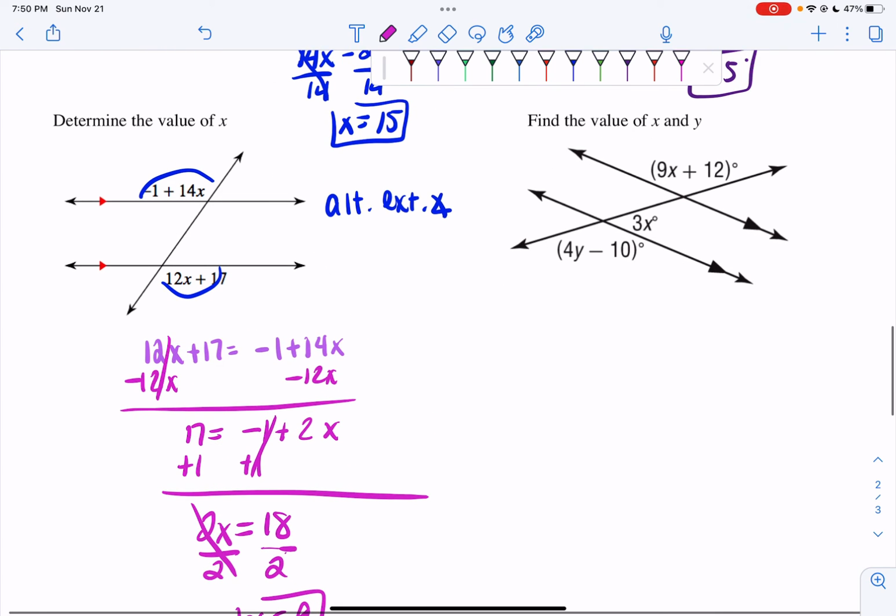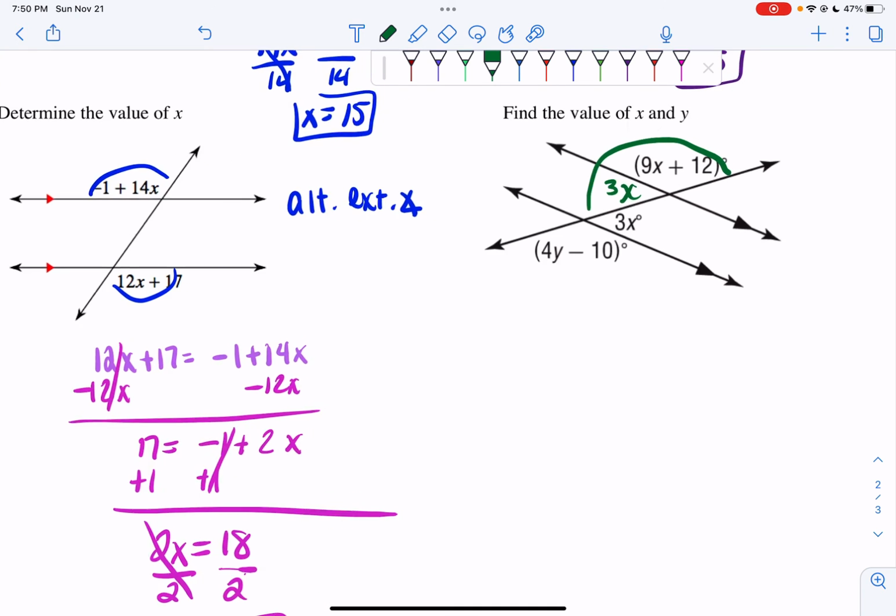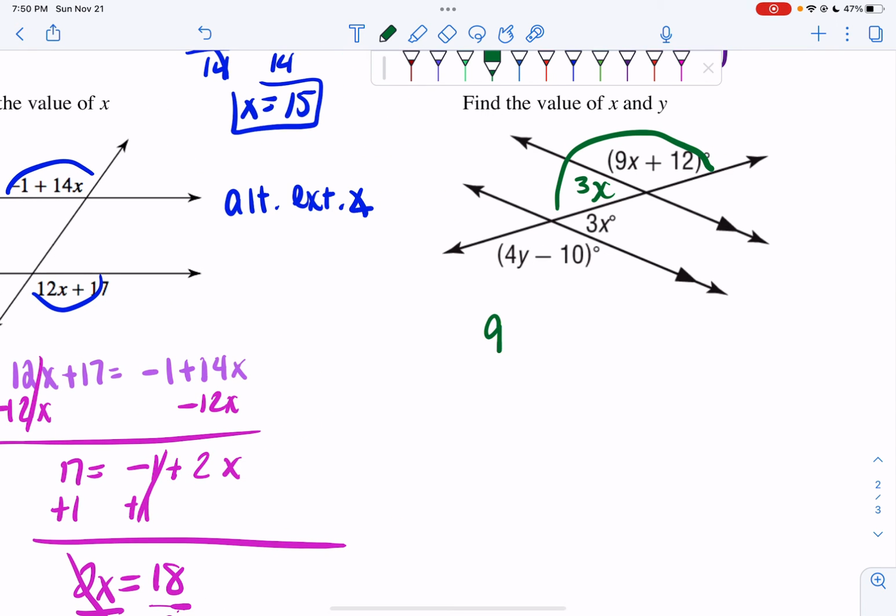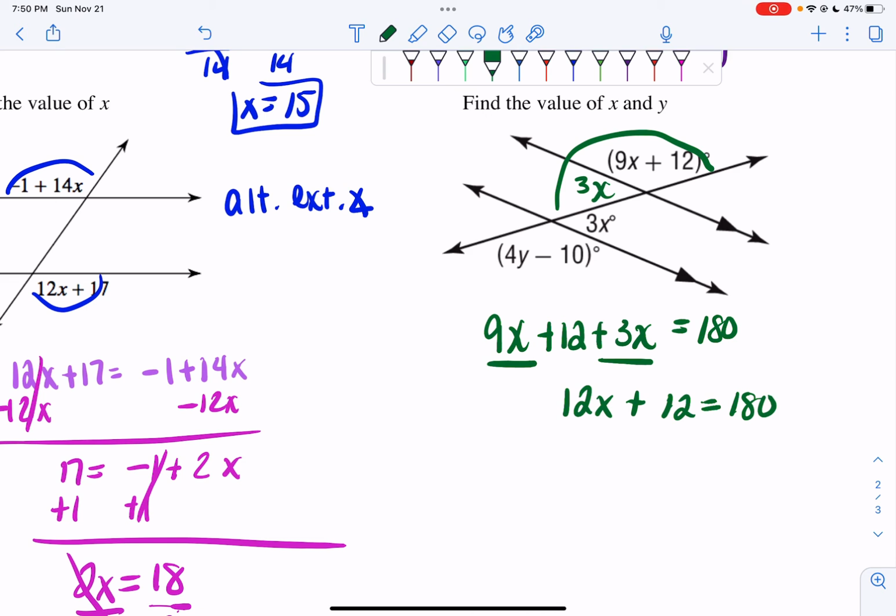Number 4, find the value of x and y. If I look, I'm going to deal with my x's first, so I have to figure out their relationship. So if I look, I can do an alternate interior angle and say I have a 3x right here. And then I know that angles on the same line are going to add up to 180. So I can do 9x plus 12 plus 3x equals 180. Combine your like terms of 9x and 3x, and you get 12x plus 12 equals 180.